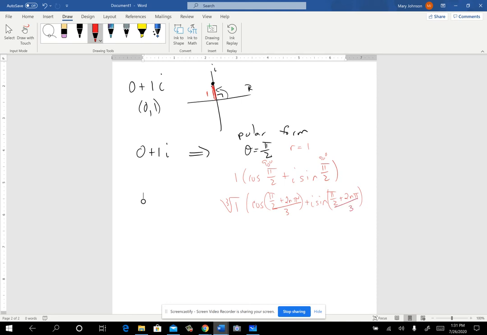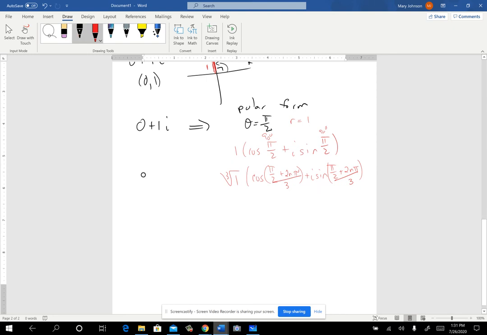So I know that, let me go back to black because I think you can see that better. So I know that that's going to be 1. I'm going to move it over also. And then I'm going to have cosine, and I'm going to simplify this a little bit. So the 3 is going to go into both of these. So I'll have pi over 6 plus 2n pi over 3, plus i sine, same thing.